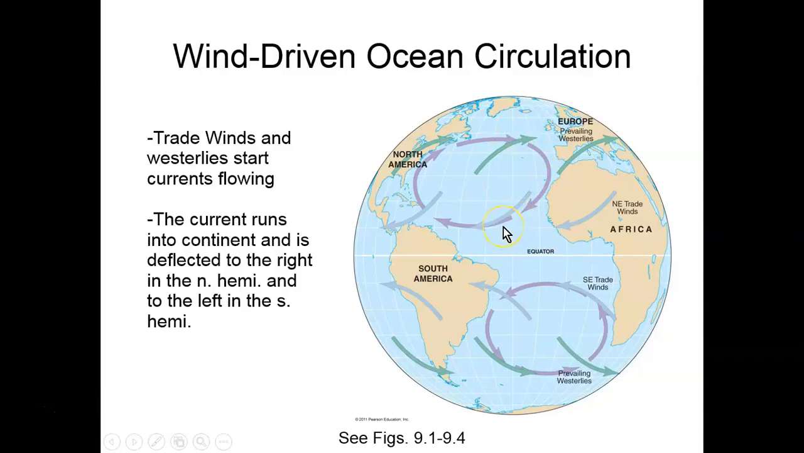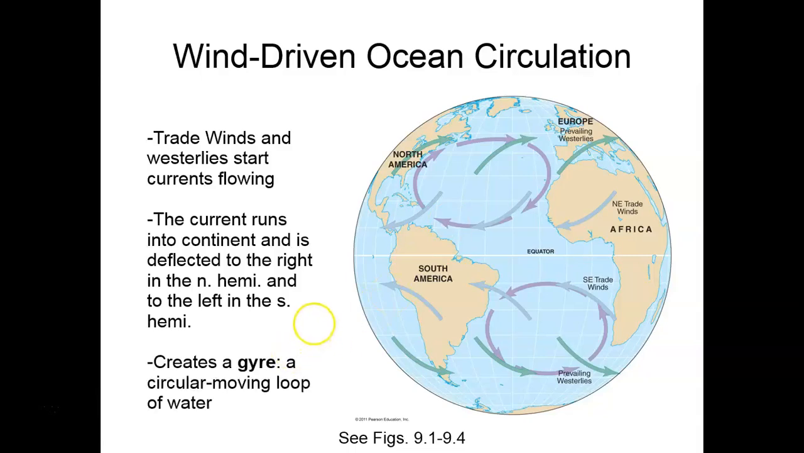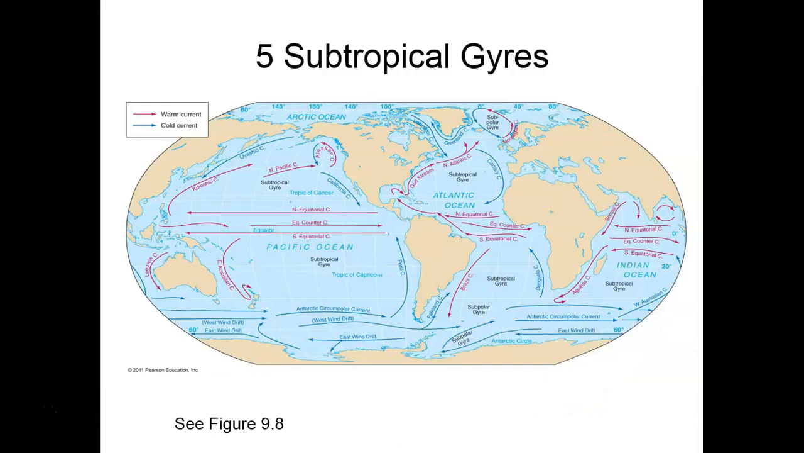So essentially what we've created is this looping water, which we will call a gyre, in each of the oceans: the North Atlantic, the South Atlantic, the North Pacific, the South Pacific, and the Indian Ocean. Again, that is called a gyre, a circular moving loop of water. In our oceans, we have a total of 5 what are called subtropical gyres.